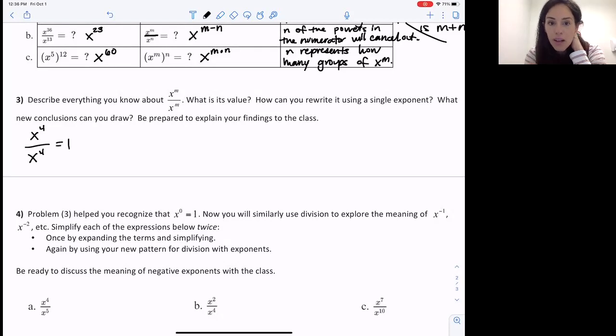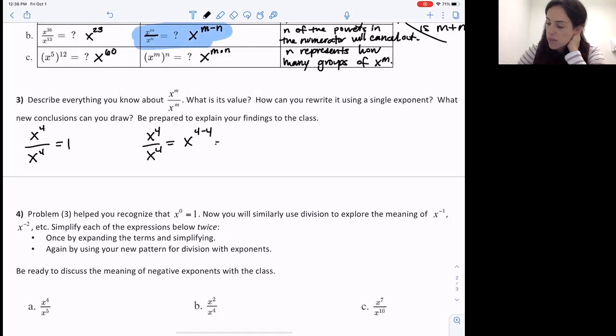But wait a minute, we also just learned a rule about what happens when I'm dividing one power by another. Okay, this rule up here. So it seems to me like I could also rewrite x to the fourth over x to the fourth as x to the 4 minus 4. Well, what's 4 minus 4? 4 minus 4 is 0. So this would become x to the 0.